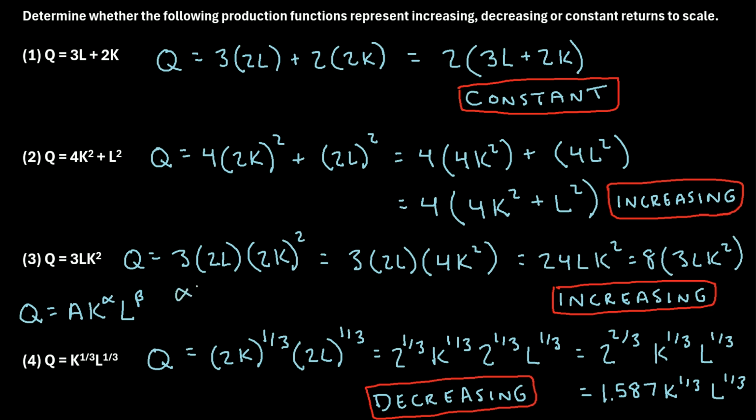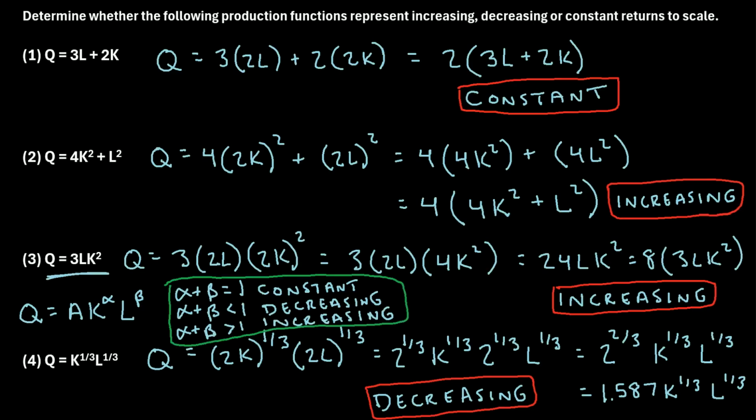And if the exponents add up to 1, then that means the production function has constant returns to scale. But if you add these two exponents and they're less than 1, that means they have decreasing returns to scale. And lastly, if you add the exponents and they're greater than 1, then that means the production function has increasing returns to scale. So for example number 3, we can imagine that this L has an exponent of 1. So the two exponents are 1 plus 2, which is 3.